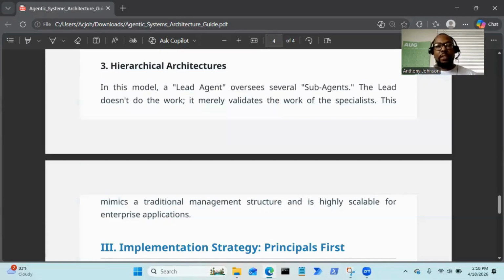In a hierarchical architecture, basically, the lead does nothing but validate what the sub agents do. The lead does not do any work. It just validates it. It's almost like a project manager on a construction site. All the guys are doing the work, and you're just making sure that they have the materials and that they are getting the work done in a timely manner. So that's it for that.